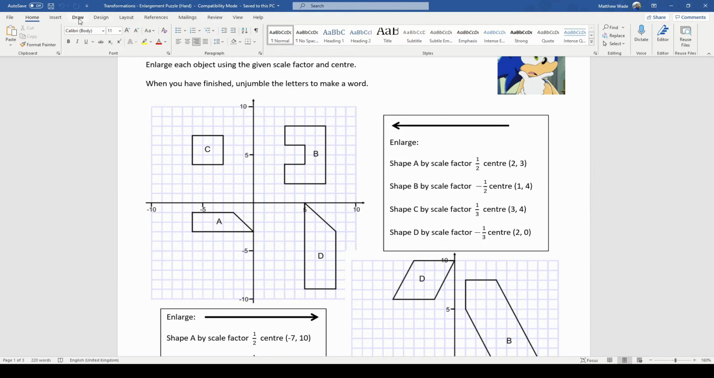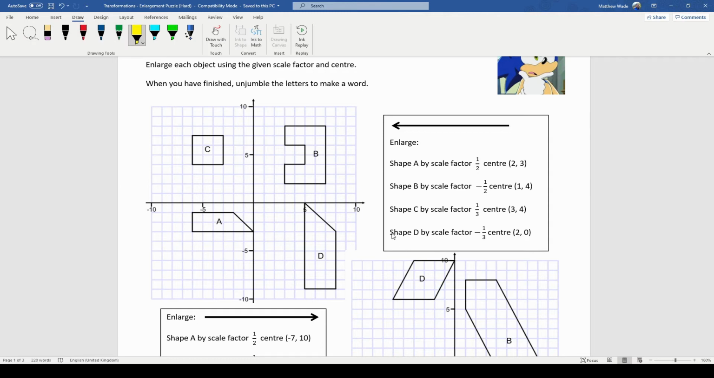I can see a hard one straight away. Let's do shape D, because that's horrendous. Factor of -1/3. And then let's also do shape C, because that'll give you practice on a regular fraction one too. So yeah, let's do shape C together to start with.